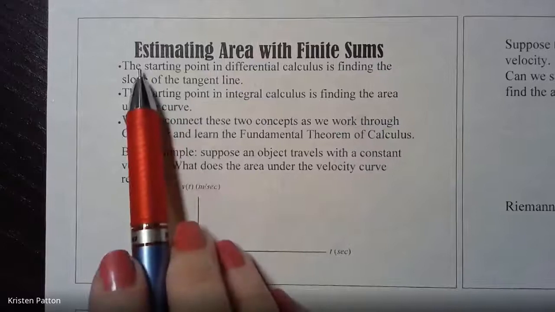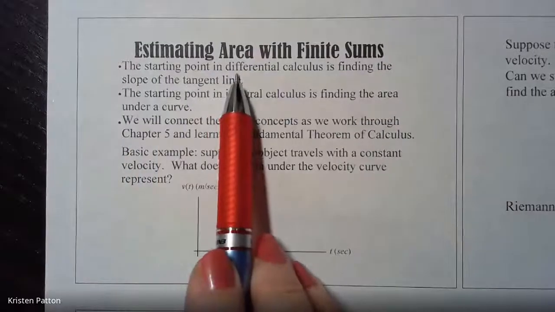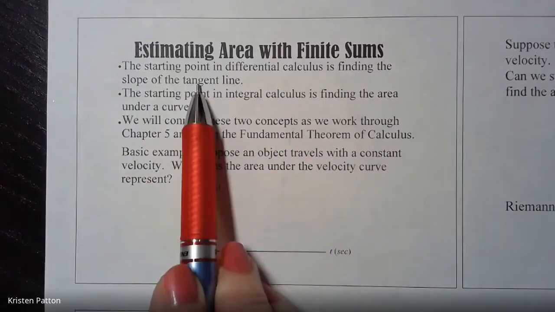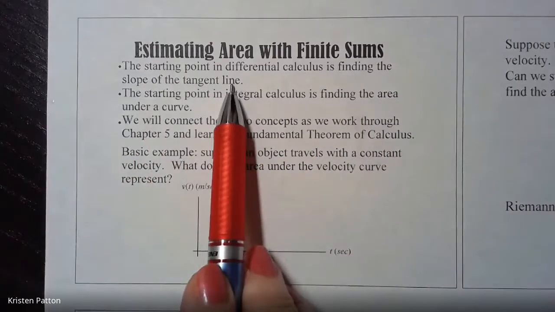Okay. So the starting point for us in differential calculus, which is the first 4 months of school, is finding the slope of the tangent line. Right? That was a big starting point for us, and then it took us on this lovely path.